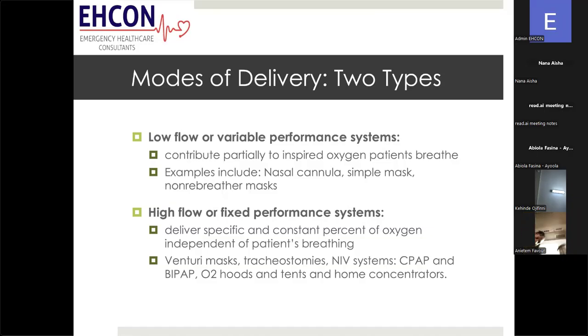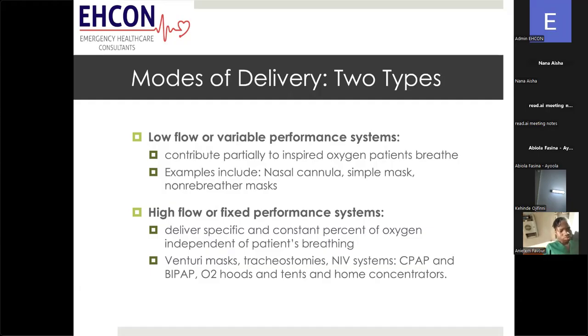Examples of this would be nasal cannula, simple mask, non-rebreather mask, and partial rebreather mask. Those are all in this low flow or variable performance category. They give a variable amount of oxygen that depends on the patient's respiratory rate, respiratory drive, respiratory physiology, and dynamics. All of these things impact the ability of the patient to extract oxygen from these systems.